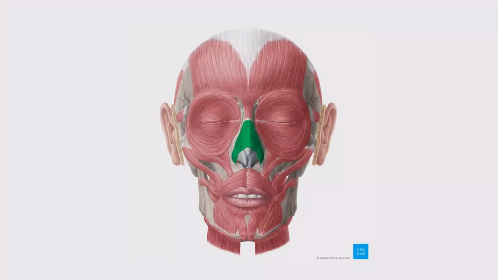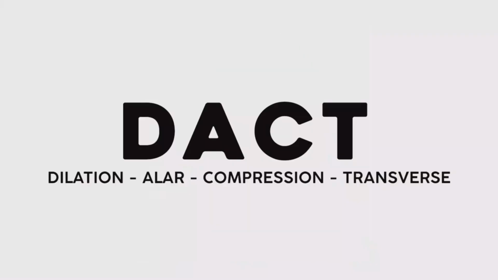And as far as function, there are really only two things that we can do with our nostrils: dilate them or compress them. The alar nasalis dilates when the transverse compresses. You can use the acronym DACT if you like. Dilation, alar, compression, transverse. But as far as location, both nasalis muscles have it built in.